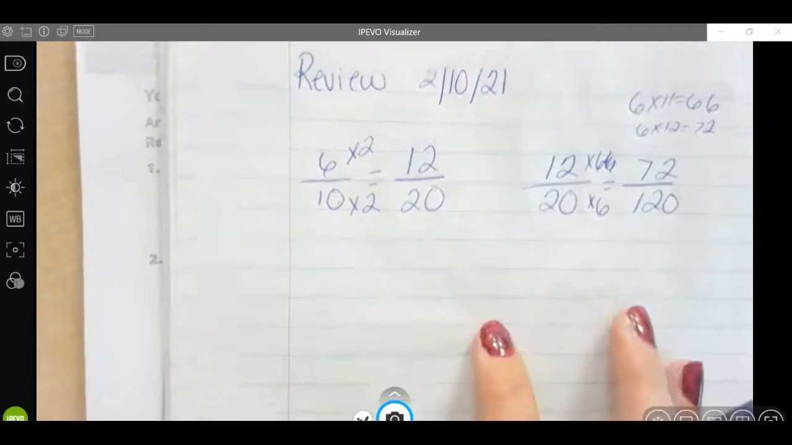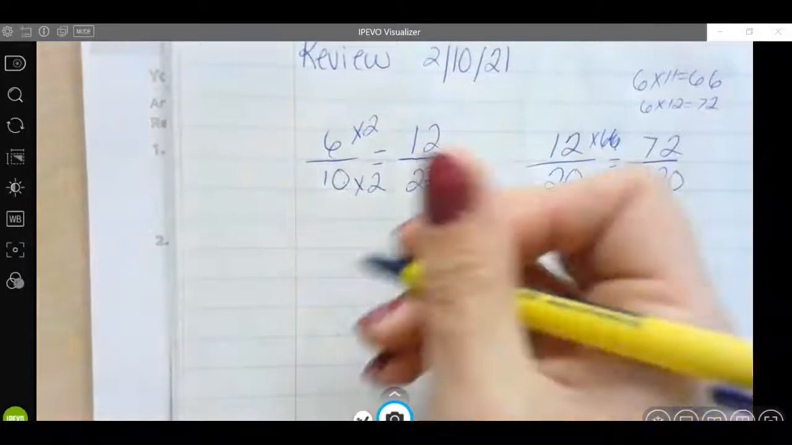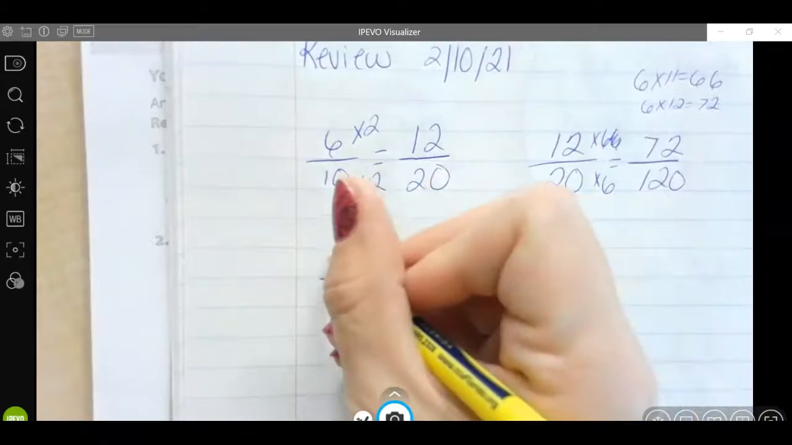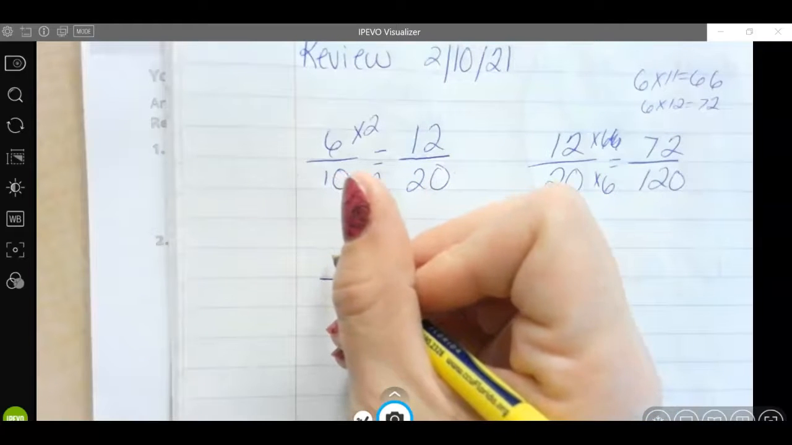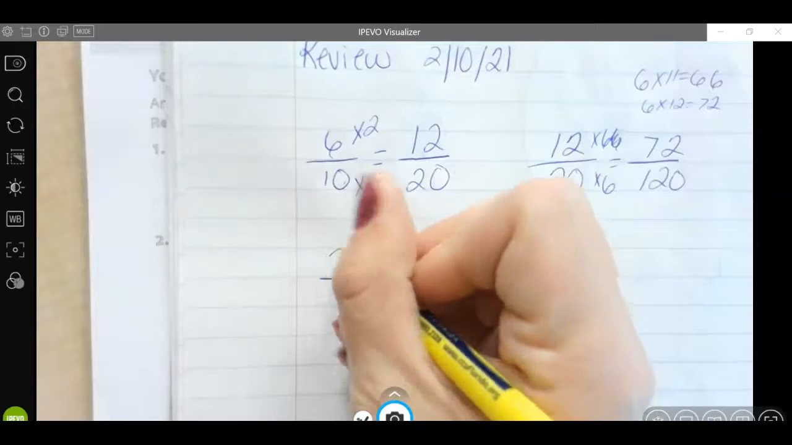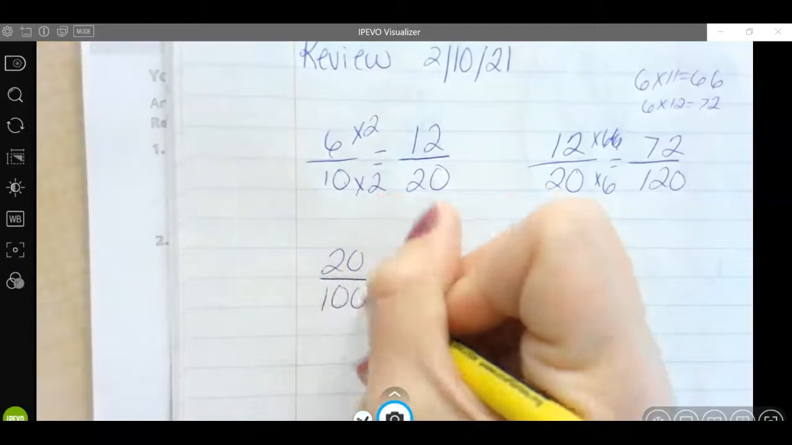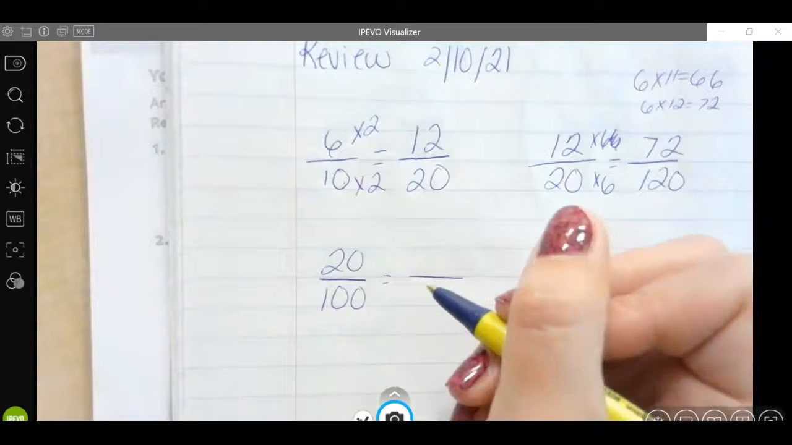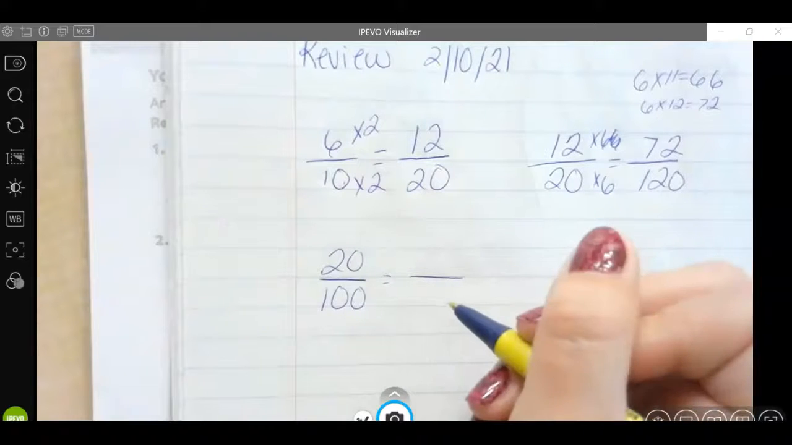Tyler, give me a fraction. Nothing crazy, something simple. 20 of 100. Shh. I said Tyler. Tyler, go ahead. 20 of 100. 20 hundredths. Okay. Hunter, tell me what we're going to multiply this by to make it an equal fraction, or to find an equal fraction.